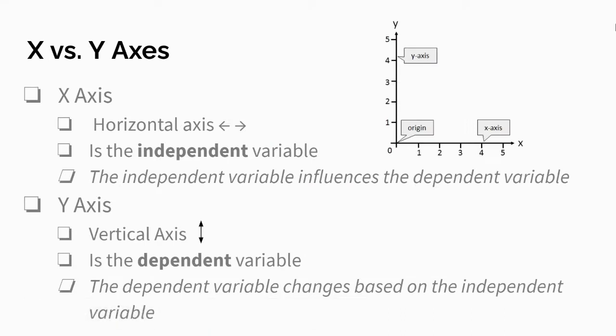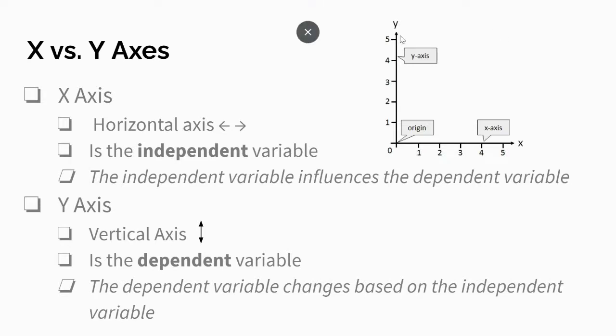The axes are also an important part of a graph. The x-axis is the horizontal axis. This is where the independent variable goes. The independent variable influences the dependent variable. So whenever the independent variable changes, it results in changes in the dependent variable.